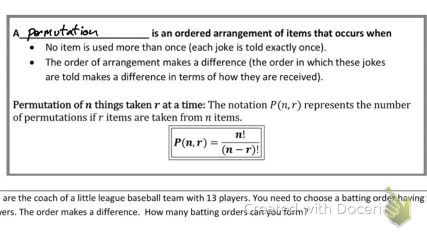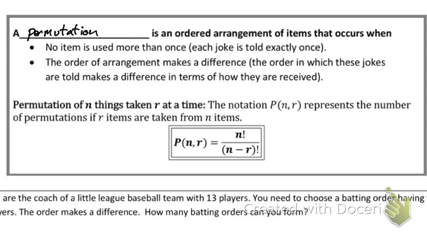A permutation is an ordered arrangement of items that occurs when it meets these requirements. No item is used more than once. For my example, each joke was only used once. Here is the bigger one to pay attention to, because tomorrow we're going to talk about combinations, which, if you remember, combinations and permutations are very closely linked. You have to decide which one to use when.